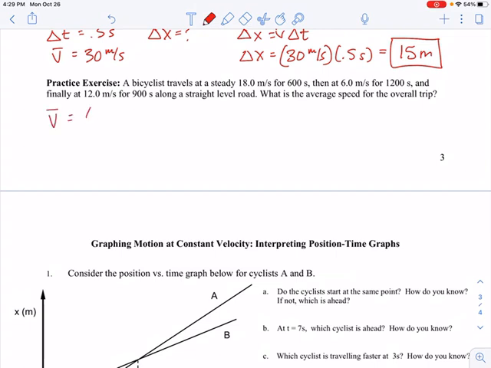Well, we know that average speed is delta x over delta t. So what I need here is the total displacement over the total time. And I'm going to have to do a little bit of math to figure that out. I'm going to start here with the 18 meters per second times 600 seconds.